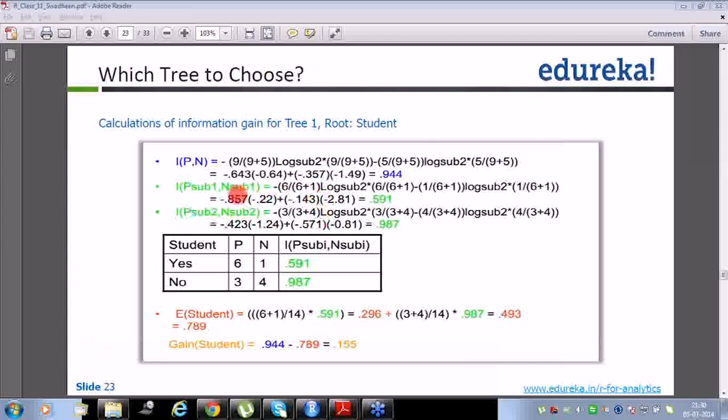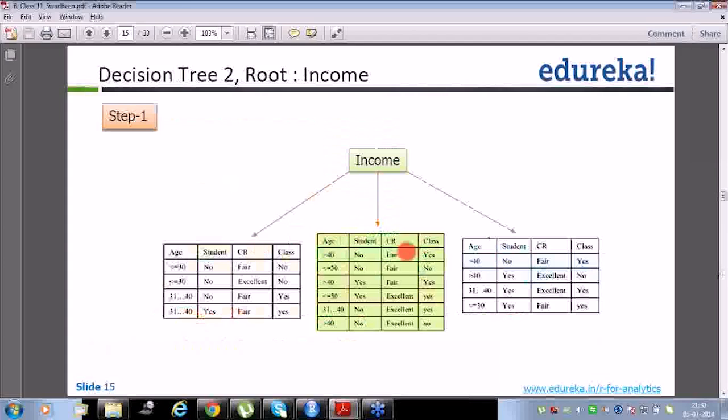The same way we will calculate I sub 1 N sub 1, I sub 2 N sub 2 and I sub 3 N sub 3 for income, because income has 3 branches. What would be the I sub 1 N sub 1 for income? In this case, minus 2 divided by 4 log sub 2 of 2 divided by 4, minus 2 divided by 4 log sub 2 of 2 divided by 4.